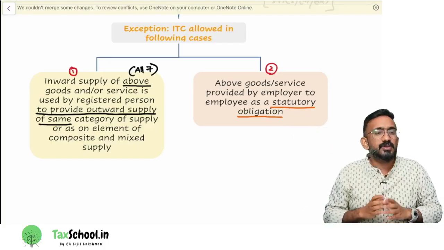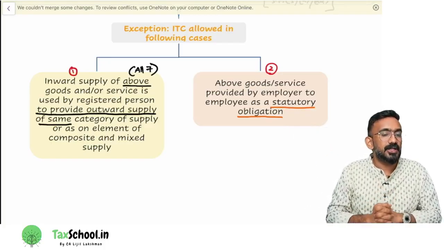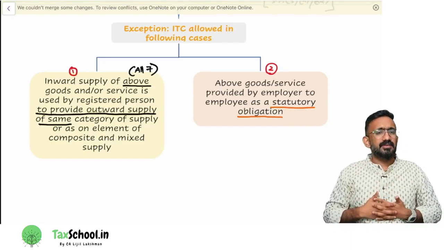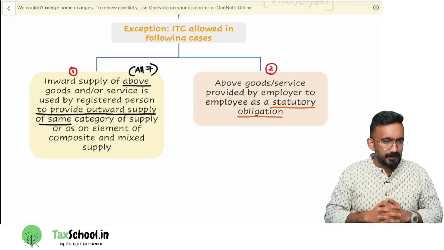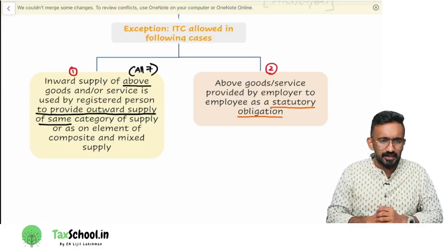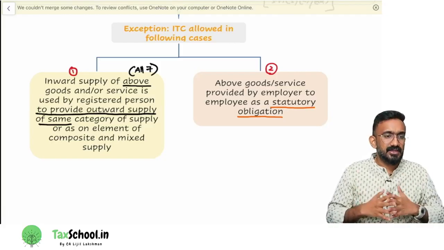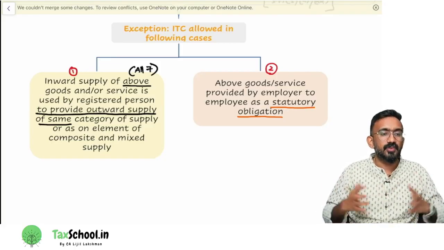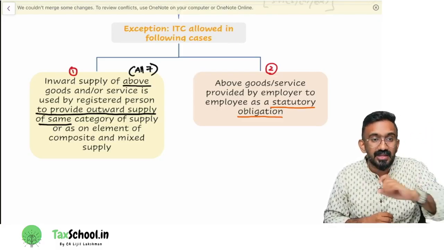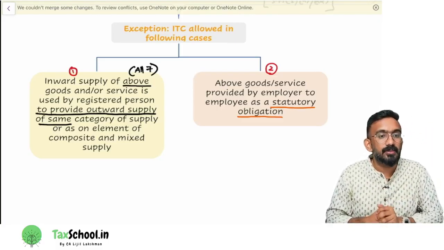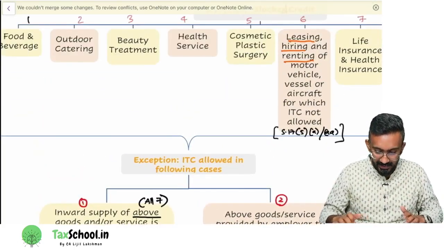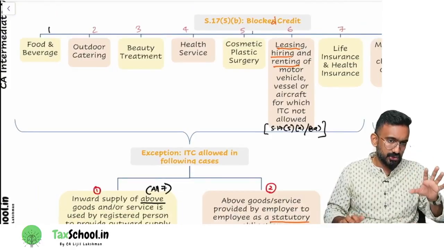Then, if it is provided by employer to employee as a statutory obligation. Common example question is this. Say a company is into mining and they have a mining rig in their factory setup. As per Factories Act, they are giving food to all the employees working in the factory because it's mandatory food under the Factories Act. In that case, employer will be getting one benefit, which is that they can take ITC. So any of these services provided by employer to employee as a part of statutory obligation, they can take the credit.